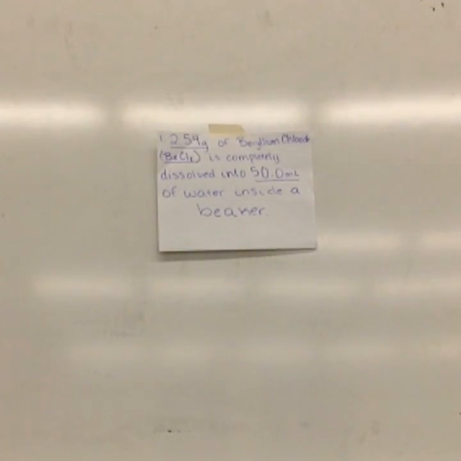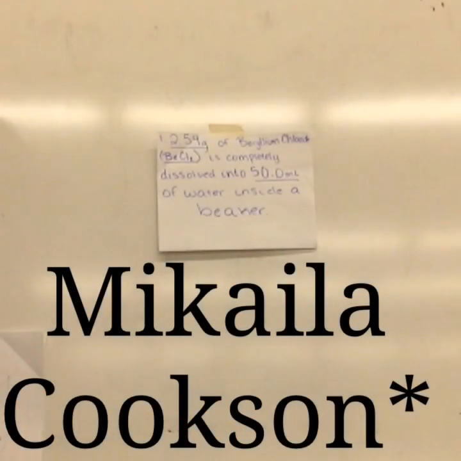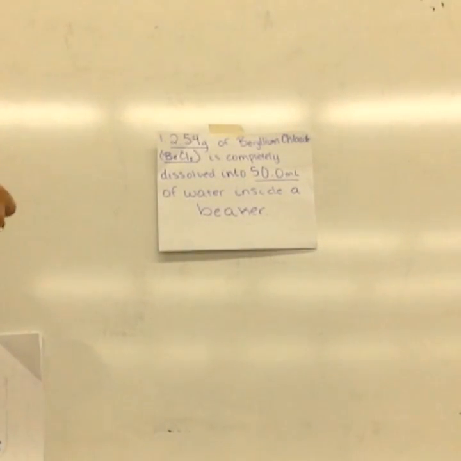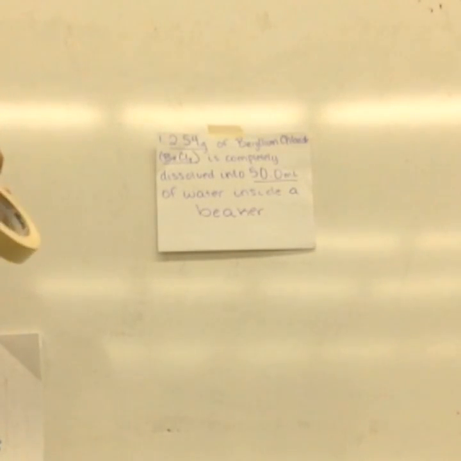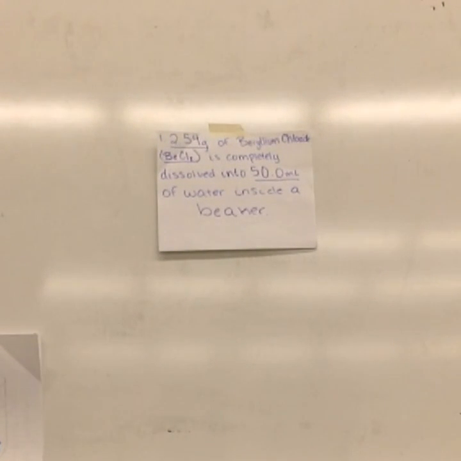Okay, so this is Michaela Burns and Janaea Burns' project, and we're going to start off with our first question. A 2.54 gram sample of beryllium chloride is completely dissolved into 50 milliliters of water inside a beaker. Our first question asks us to draw a particular representation of all species in the beaker after the solute has dissolved. Your diagram should include at least one beryllium ion, one chloride ion, and 4 water molecules. Make sure the atoms and ions are correctly sized and oriented relative to each other.